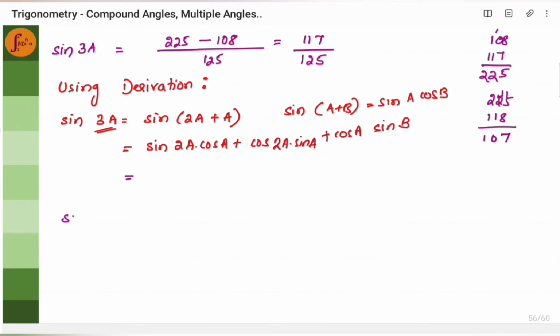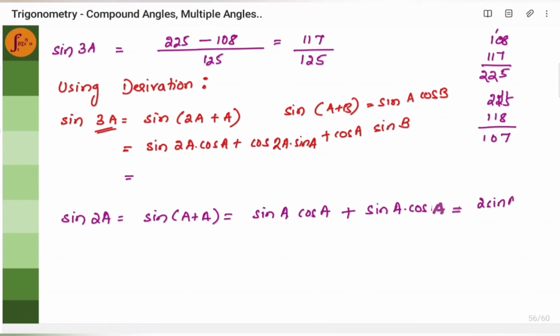Now what is sine 2A? Sine 2A is actually 2 sine A cos A. That is sine A plus A, which is sine A cos A plus sine A cos A. I'm using this same formula. So this is nothing but 2 sine A cos A. I'll write this, 2 sine A cos A, and then I already have a cos A here.